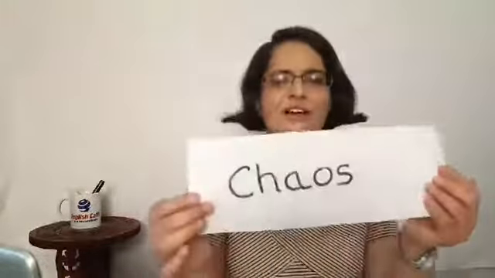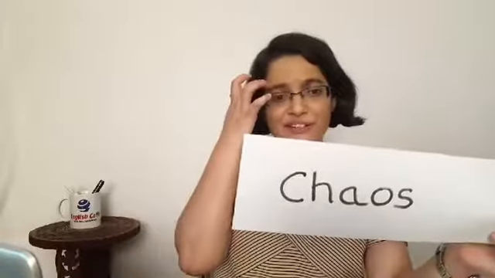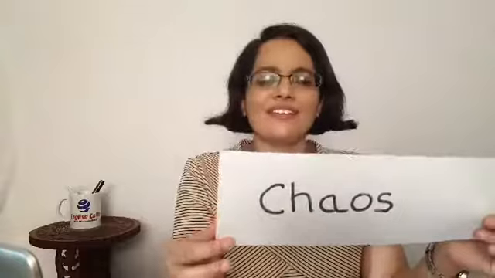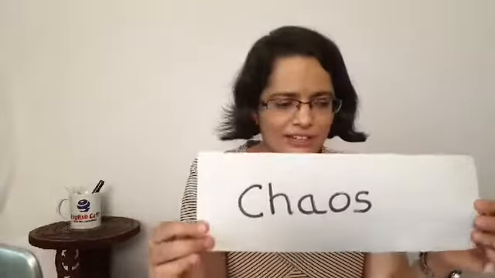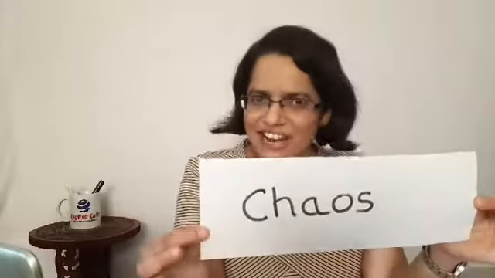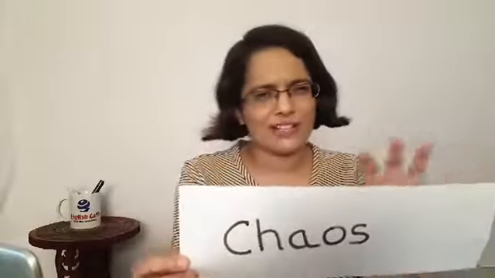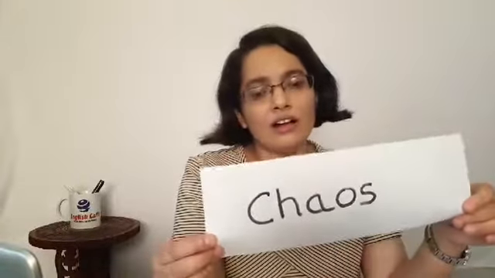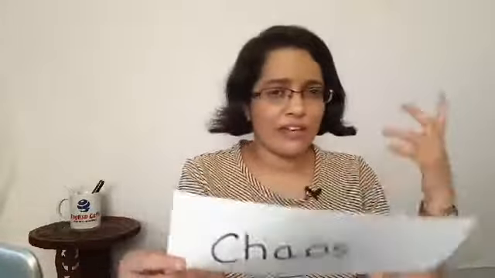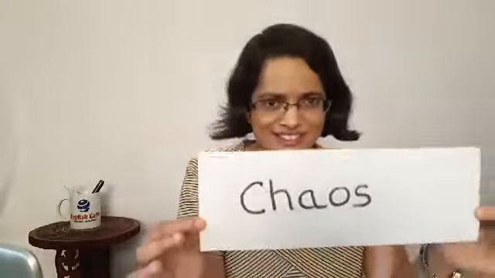The next word, I'm not sure if it is French, but how do you pronounce this word? It's not chaos, certainly. It's chaos. What is it? It's chaos. Chaos is complete lack of order. Like when things are not in their order, they are just anywhere, no particular order, not organized. So that's chaos. Chaos is the pronunciation.